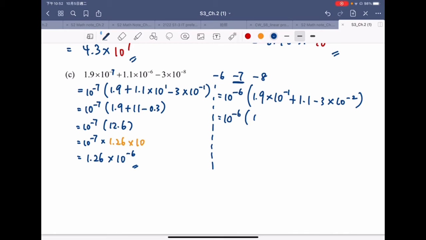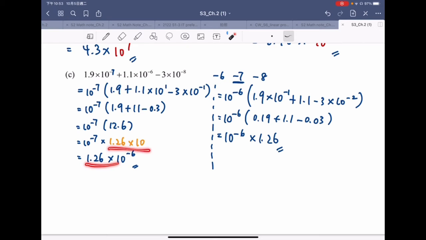Okay, let's see, 0.19, 1.1, 0.03. Well, actually, we just see whether we can get the simplified number inside the bracket. If yes, we can take out this as the common factor. Oh, this one is better because the number is already between 1 and 10. Therefore, we no need to change further, but this one you see, we need to change further to 1.26 times 10.